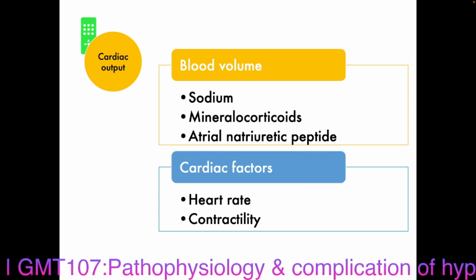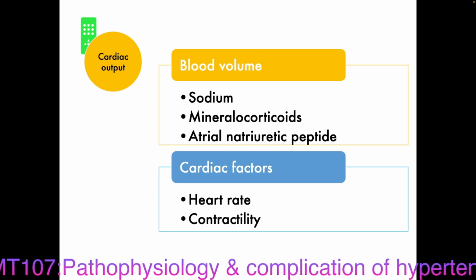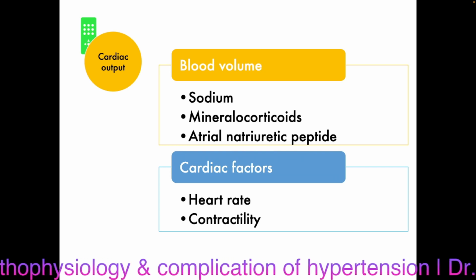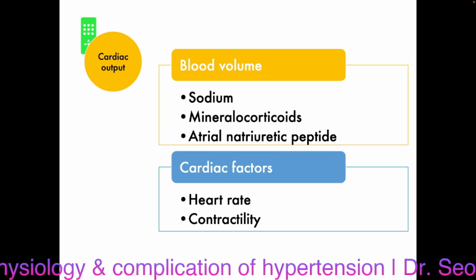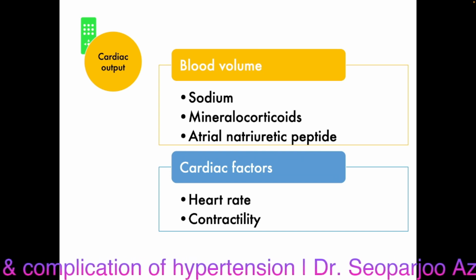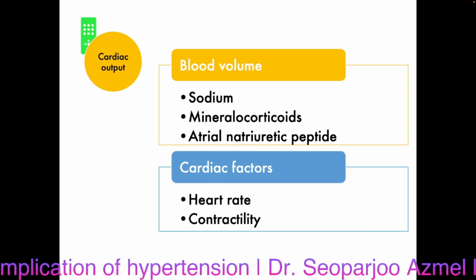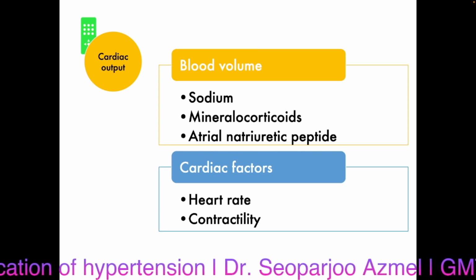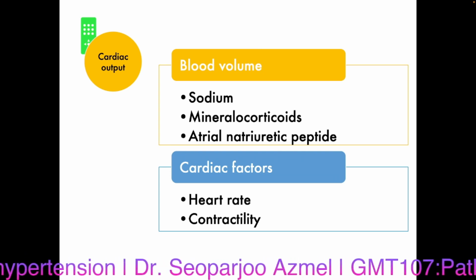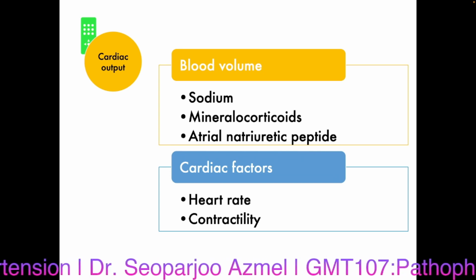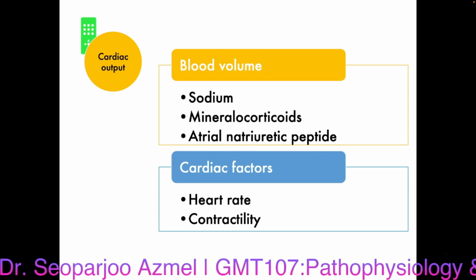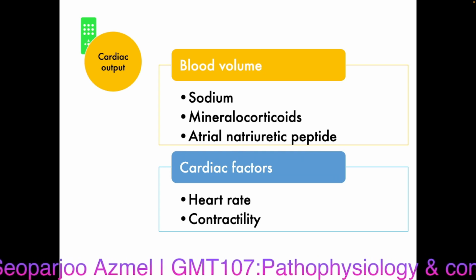In this case, sodium, mineralocorticoids, and also atrial natriuretic peptides, all these factors will increase blood volume due to increased sodium reuptake at the renals. When sodium is reabsorbed in the renals, it is taken together with water. So what it does to the body is increase the blood volume.